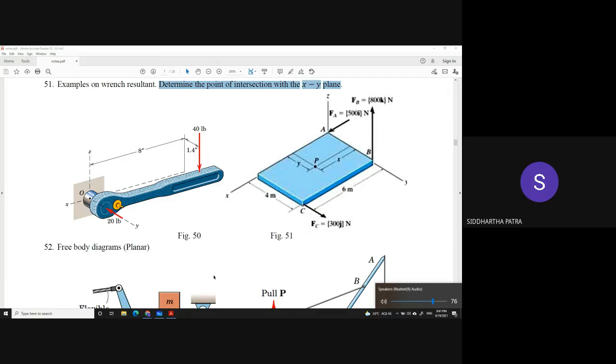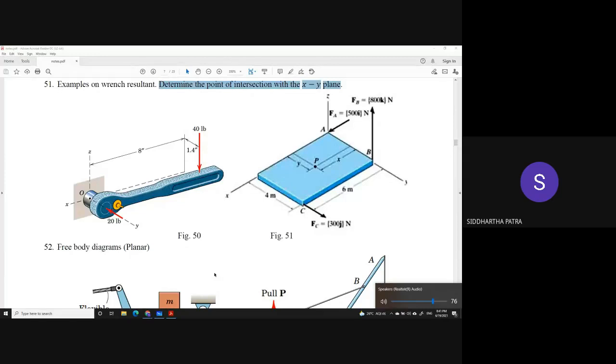Do you get the idea? Yes, sir, I got the idea, but still there is some confusion. Because we are finding the range resultant, and we are doing it with the perpendicular component of the net moment. Okay, I'll just repeat what I'm saying.